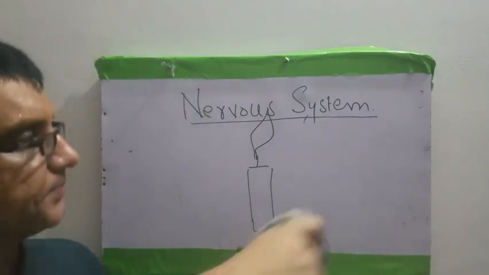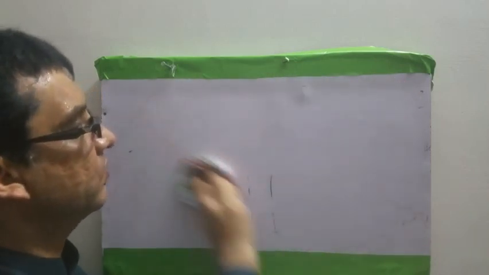Now there are components of the nervous system. There are two main components of the nervous system.